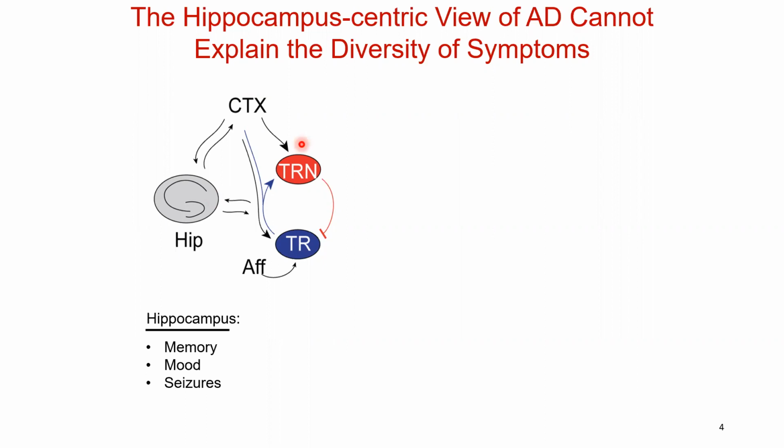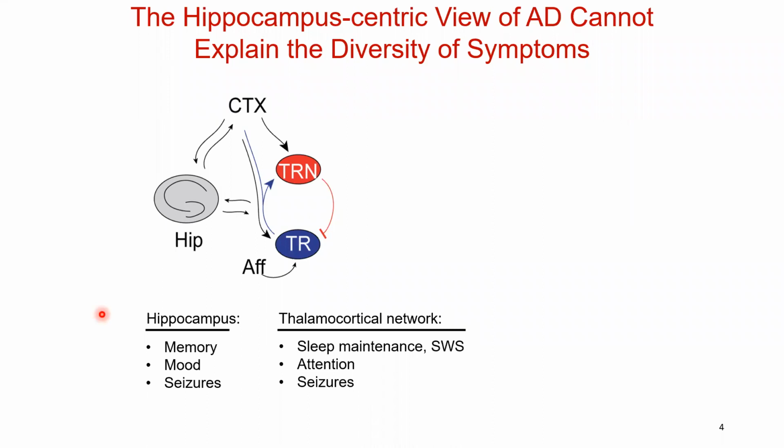In between, there is one nucleus called the thalamic reticular nucleus, which is a regulatory nucleus that controls this communication between cortex and thalamus. We know that in Alzheimer's, many of the symptoms, like memory disorders, mood disorders, and the occurrence of some non-convulsive and convulsive seizures, are regulated by the hippocampus. However, there are some other symptoms that are commonly exhibited and subclinically reported as well, such as sleep maintenance problems and decrease in slow wave sleep, as well as attention deficit and occurrence of some non-convulsive seizures.